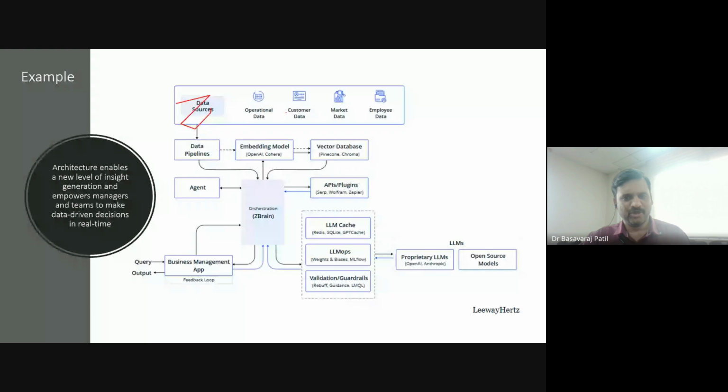Iterations are a must and required for the evaluation. If you consider an example, Levi Hertz is one of the organizations that has developed an architecture which will give you a sample overview of building an application.